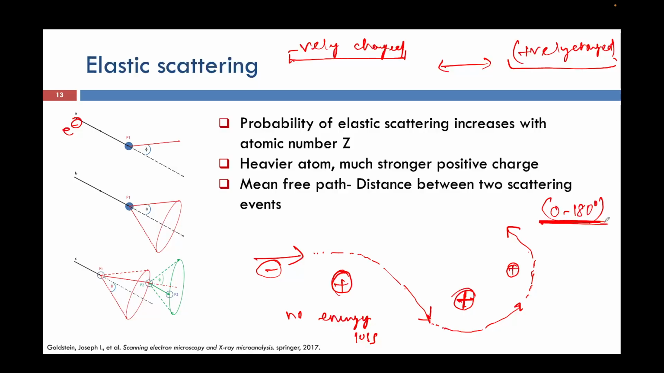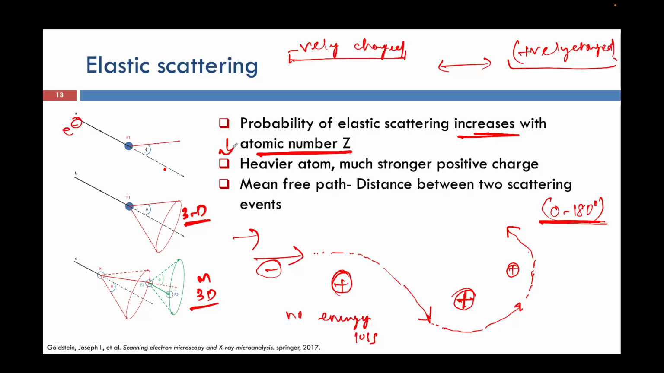This is what is happening here, I have shown it in 3 dimensions. Okay, here they have changed their path one time, here multiple times when I am talking about 3 dimensions. So here they have changed their path many times, but they should not lose any energy, and that is what is called elastic scattering. And this elastic scattering increases with atomic number Z. The reason is, the heavier the atom, the much stronger positive charge is there, so it is able to deflect them from their original path.